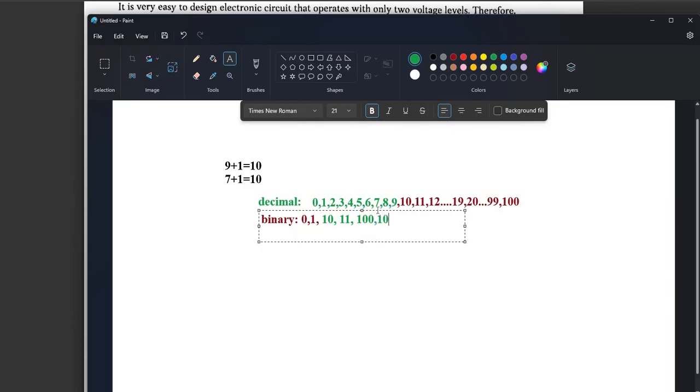Next 101, 110, 111, okay, then 1000, right, and so on and so on. This is binary numbers. Then we'll discuss another type of number system, that is octal numbers. Octal has 0 1 2 3 4 5 6 7.